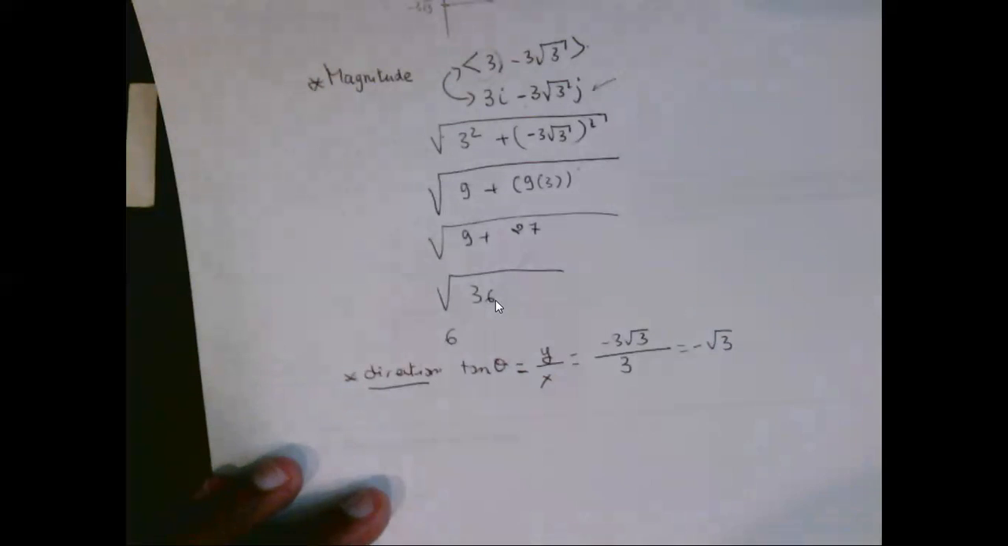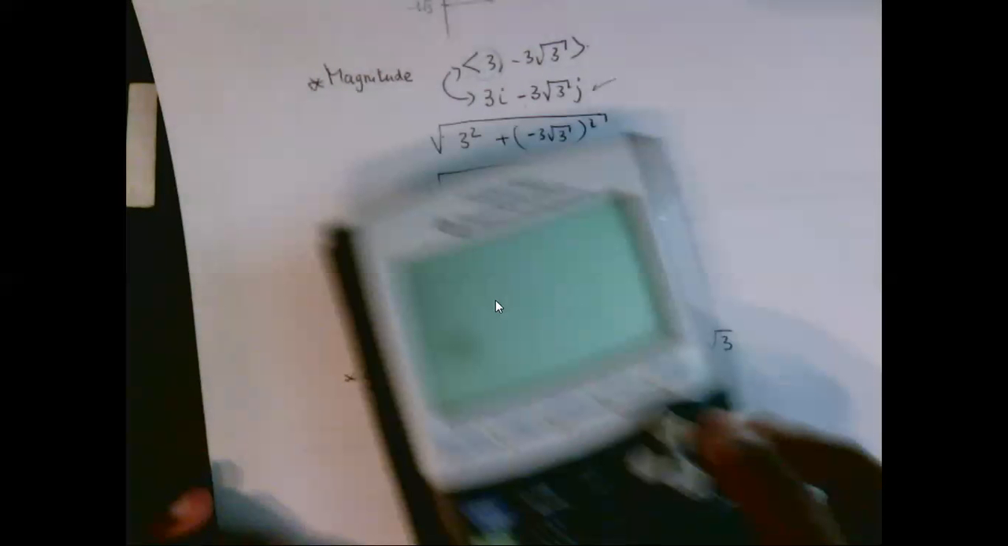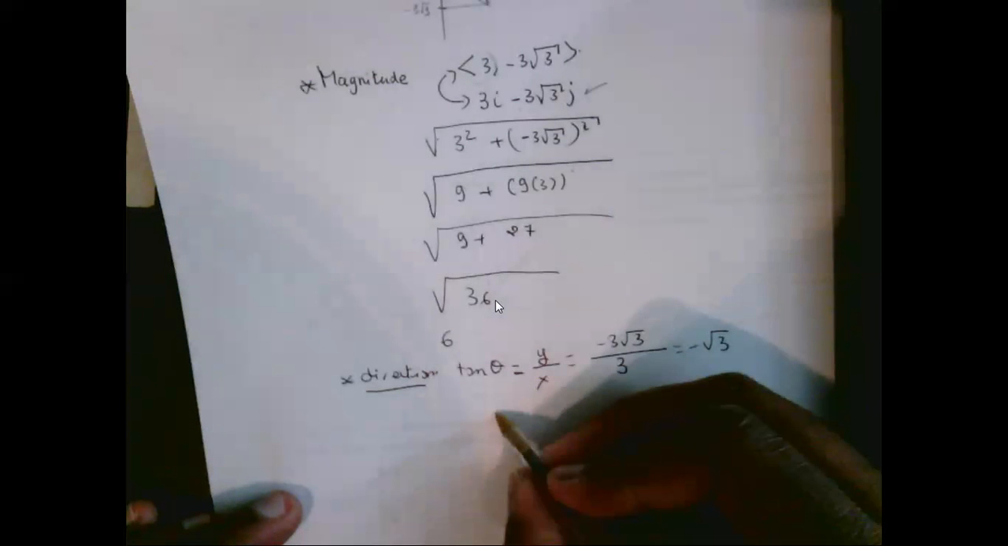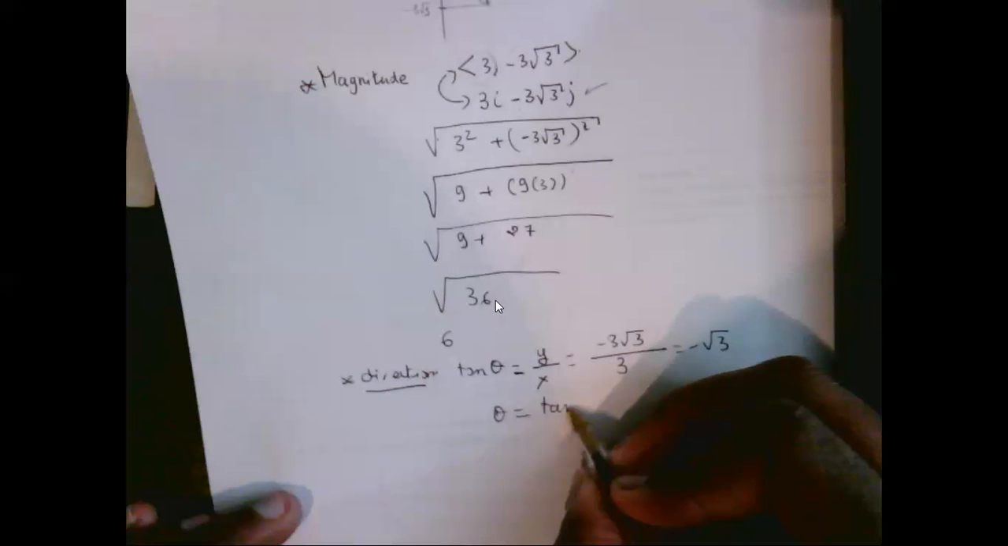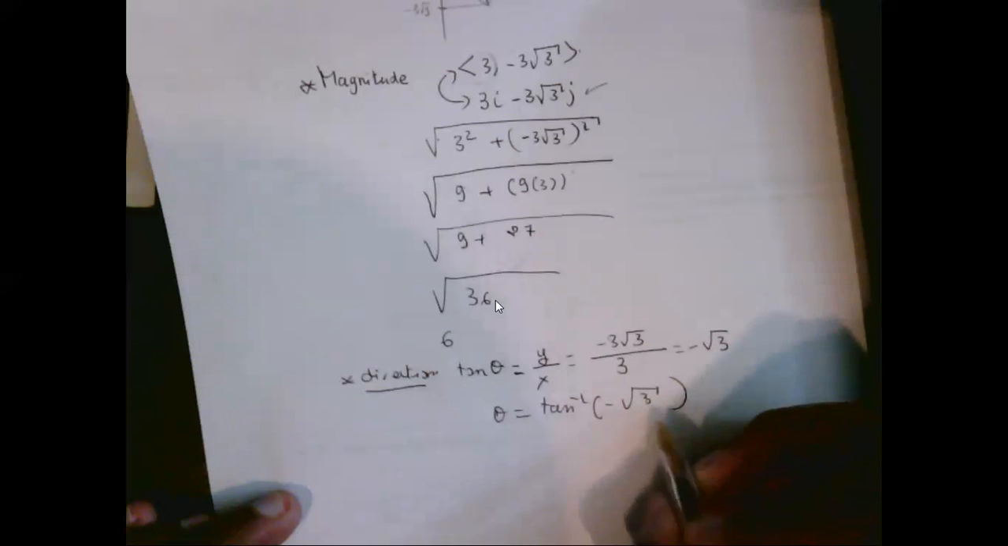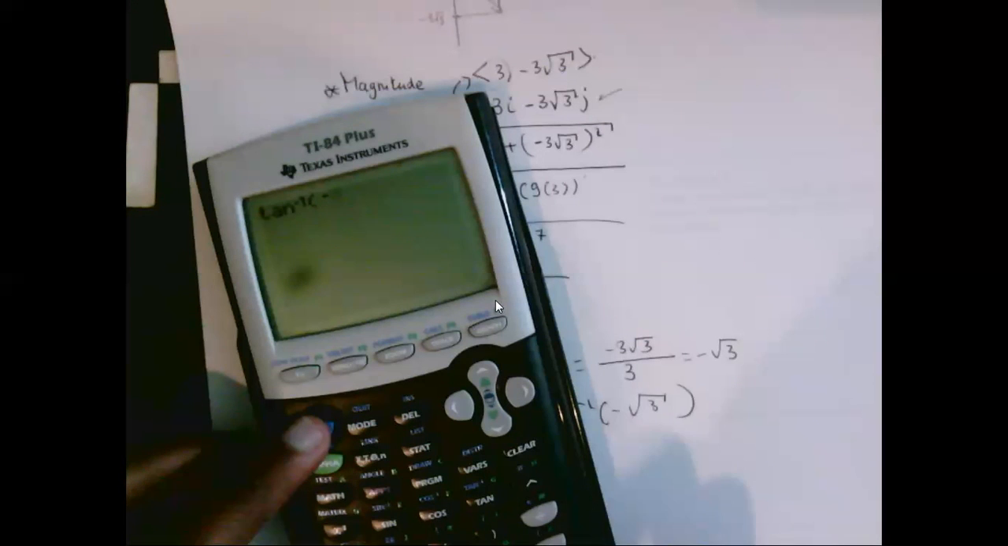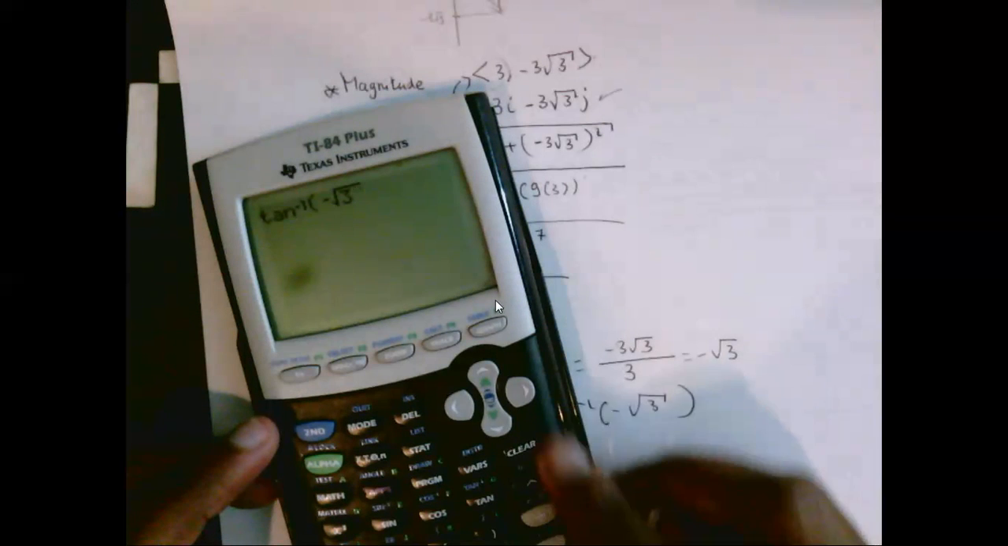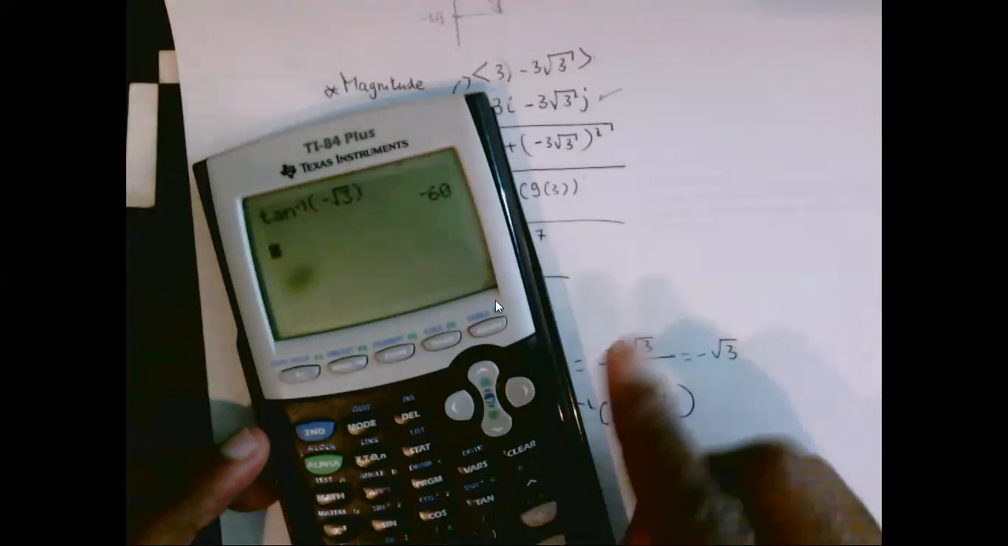Now what I can do is take my calculator and do tangent inverse. So to find theta, the angle, I do tangent inverse of that answer that is here. So now I can use my calculator to find that. So tangent inverse of negative square root of 3, and I close that. I have negative 60 degrees.